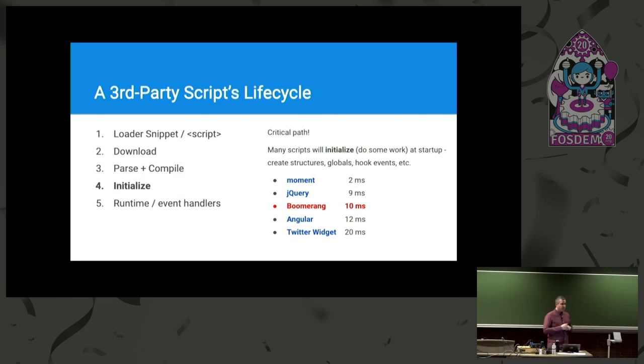In our case, for Boomerang, again, we register a couple variables and listen for the onload event and some other events depending on the features that are enabled. We don't do a lot of work here, only 10 milliseconds or so. Not too bad, I would say. We did find a couple ideas for improvements here. We might defer some of the work that we're doing. We might break up some of the work that we're doing, but not too bad overall.